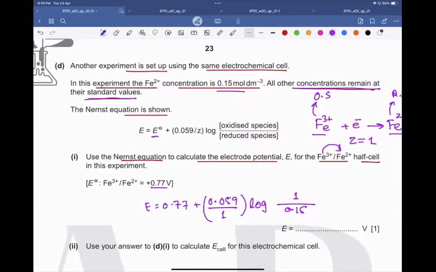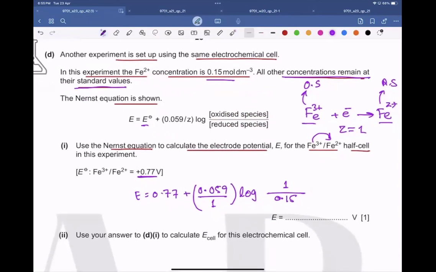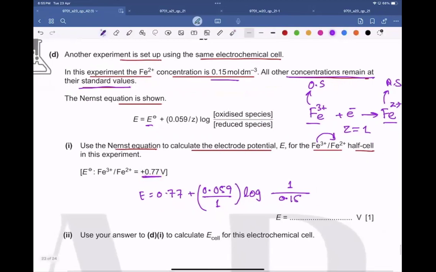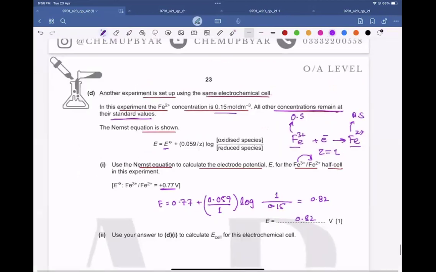Okay. So see, the electrode potential values are always given to 2 decimal places, right? It's 0.77. So Ahmed, you got 0.818, so it is going to be 0.82 volt. So I'm going to put over here 0.82 volt. Is this clear?